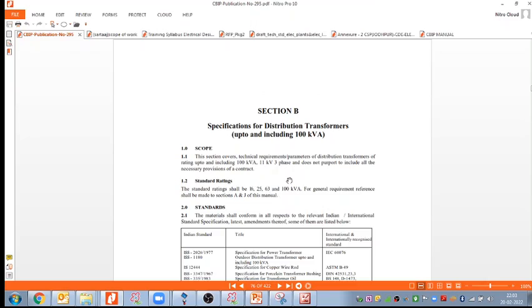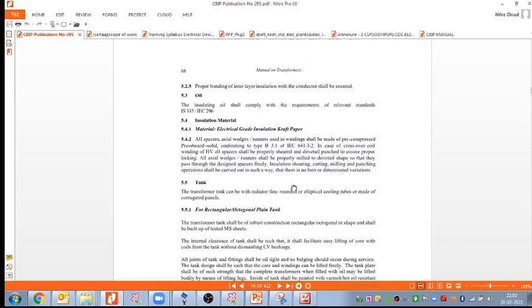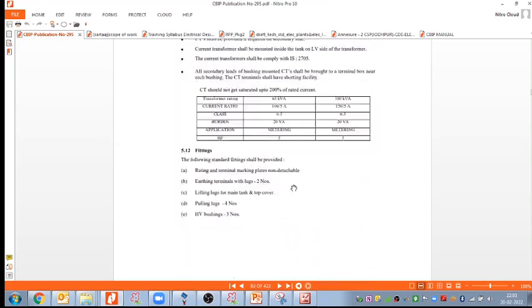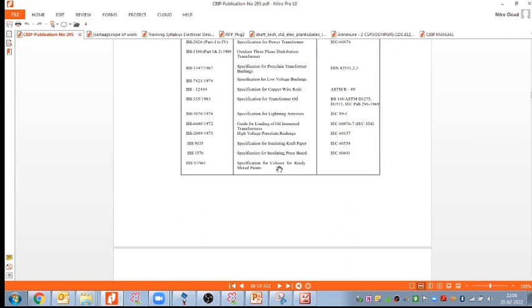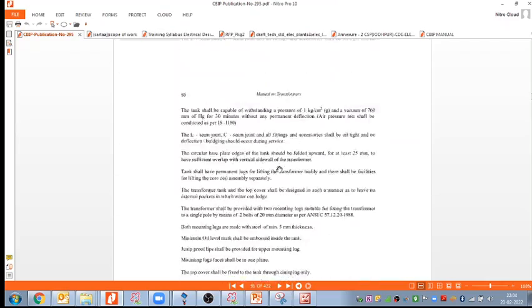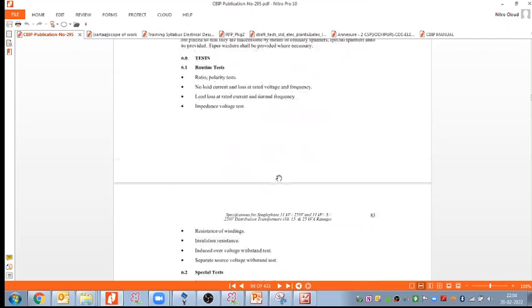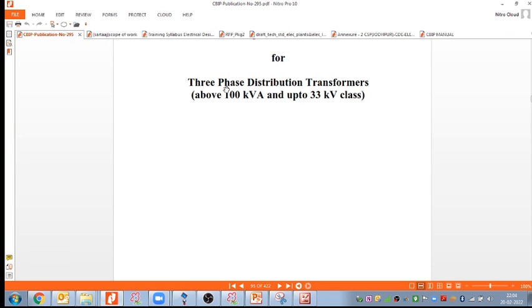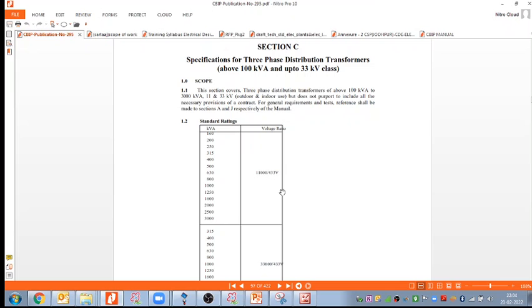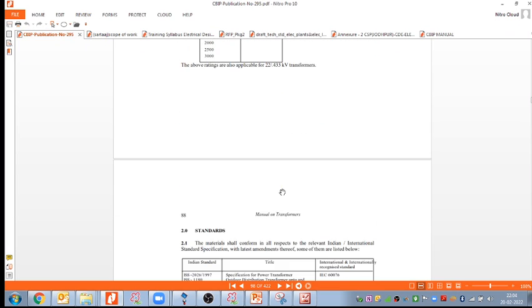Yeah, that is 100 kVA. So my case is not 100 kVA. My case is around 2000 kVA. Yeah, 11 by 0.25, not 11 by 0.415 is my case. This is the three-phase distribution trafo above 100 kVA and up to 33 kV class. So as per the standard, what should be the impedance rating?